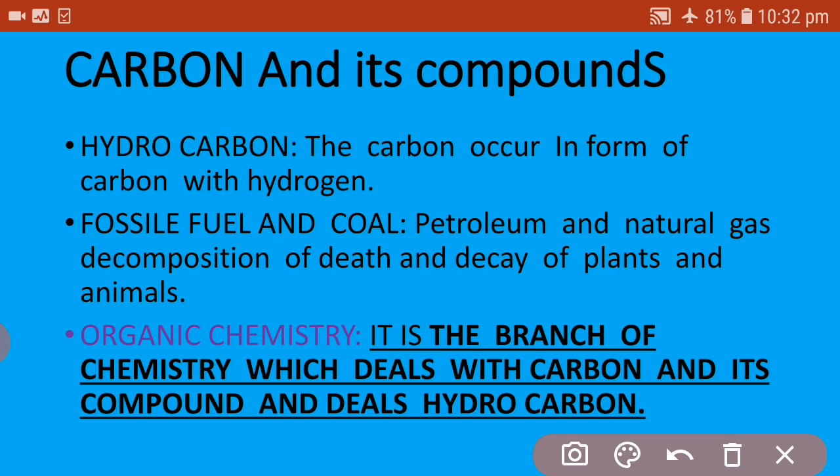Now we are going to see a very important term called organic chemistry. Organic chemistry, initially, was considered to be the study of compounds obtained from living things like plants and animals. Later, this was disproved by Friedrich Wöhler by synthesizing urea in the laboratory, and we have a modern definition: it's a branch of chemistry which deals with carbon and its compounds, or hydrocarbons and their derivatives.